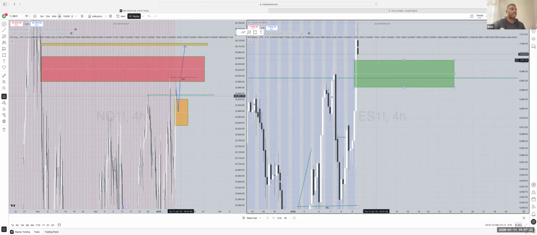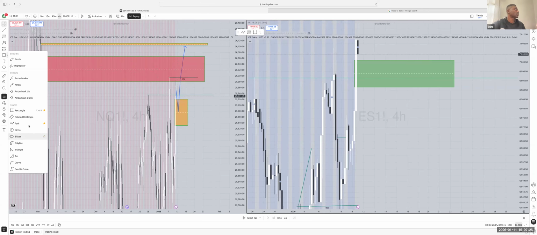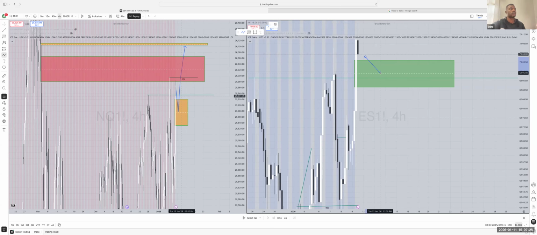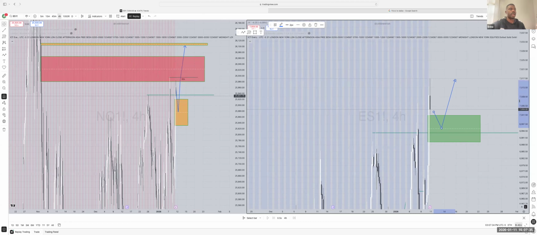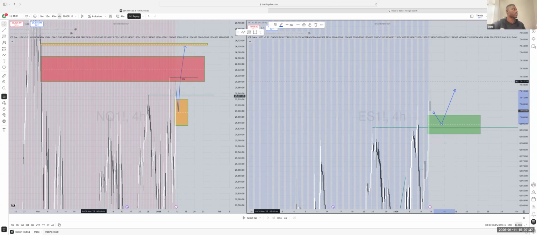So ideally, I want to see the ES trade into this right here, and respect it and go higher. That's obviously, I'll be looking at last week's high as the initial target.